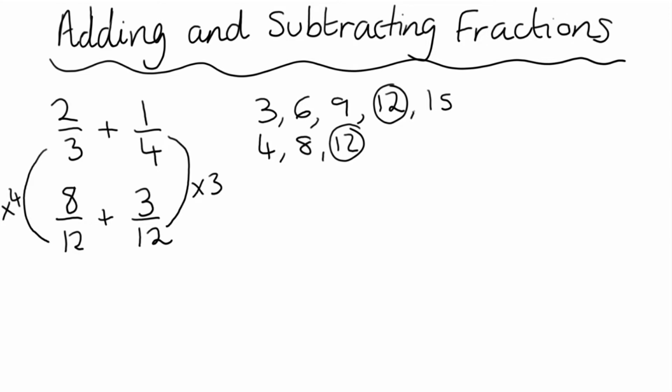Now that we've got two denominators that are the same, we can now add our numerators together. So 8 plus 3 is 11. Keep the denominator the same. Our final answer is 11/12. Okay, let's try another example. 5/6, take away 1/3.